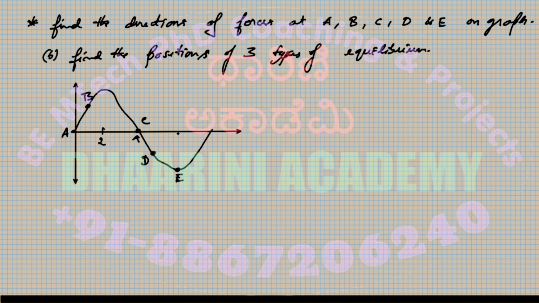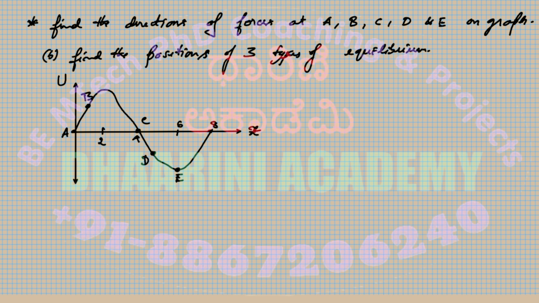This is 2, this is 4, this is 6, and this is 8. Okay, so this is the distance x versus u graph, not time. So displacement x in meters, and the u, that is the potential energy.